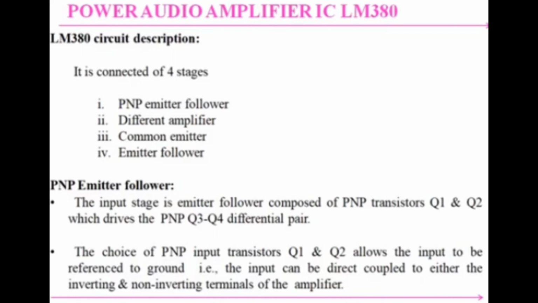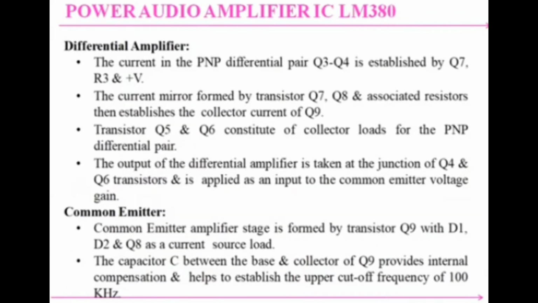So this is the input stage as a PNP emitter follower, that is Q1 and Q2, which drives the PNP Q3 and Q4 differential pair. The choice of the PNP input transistors Q1 and Q2 allows the input to be referenced to ground. That is, the input can be directly coupled to either the inverting and non-inverting terminal of the amplifier.